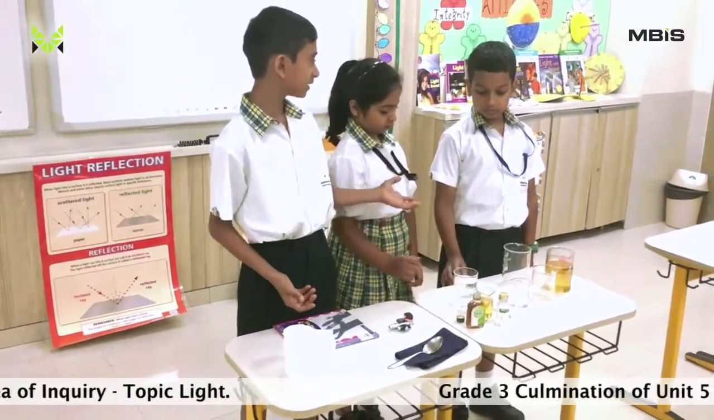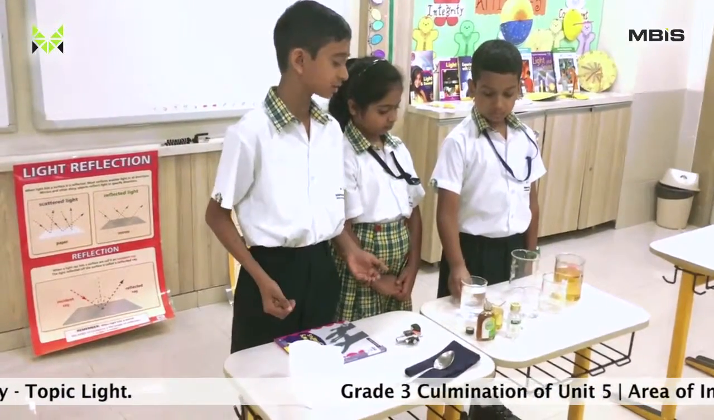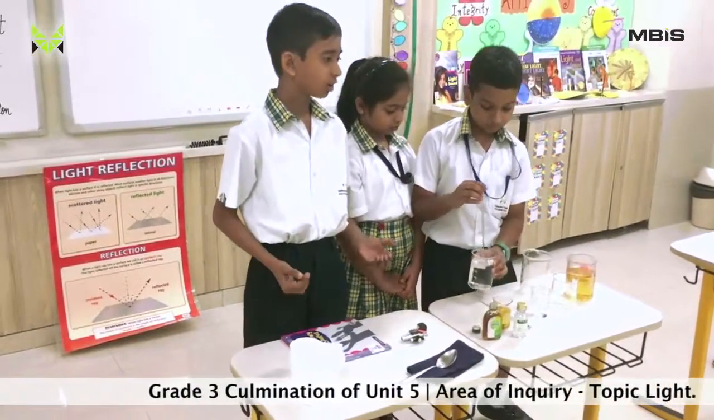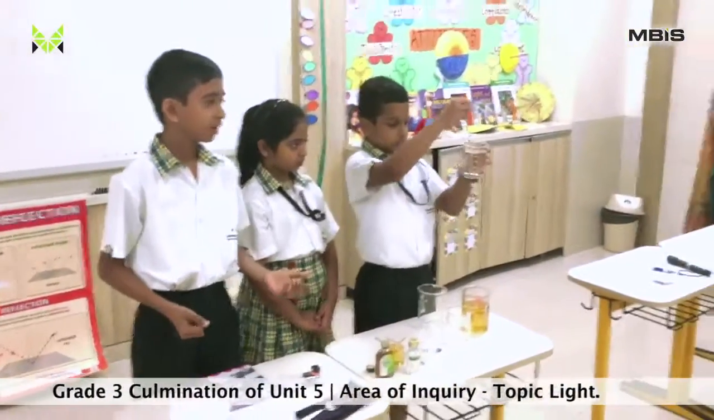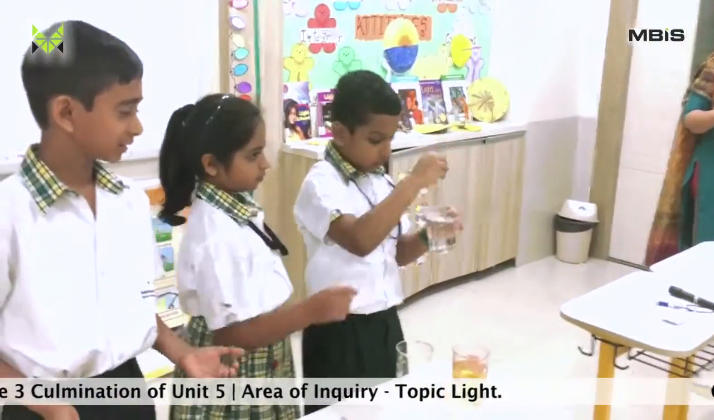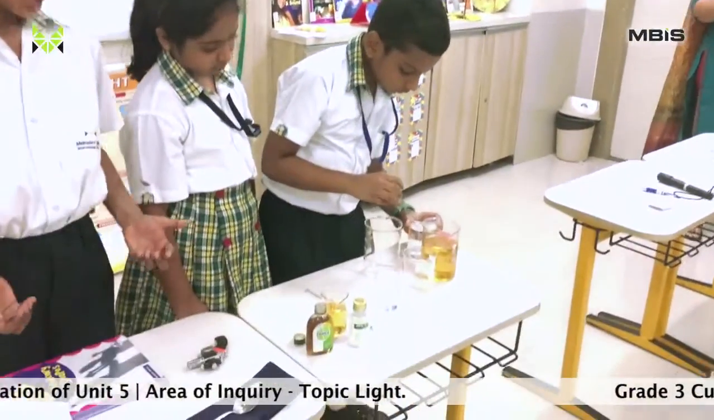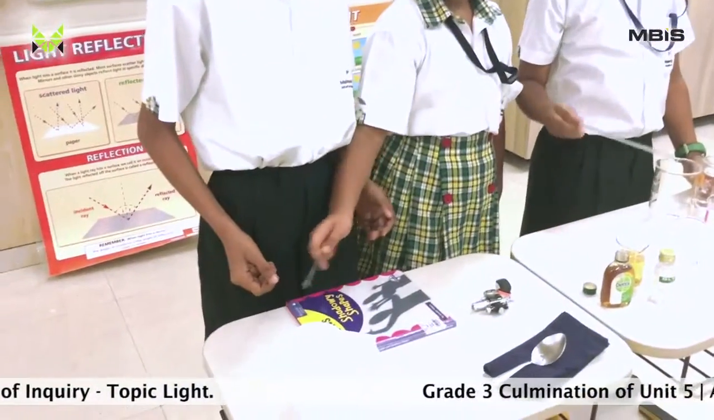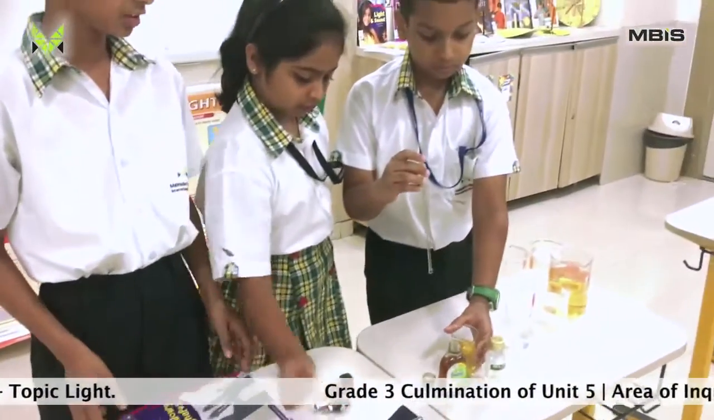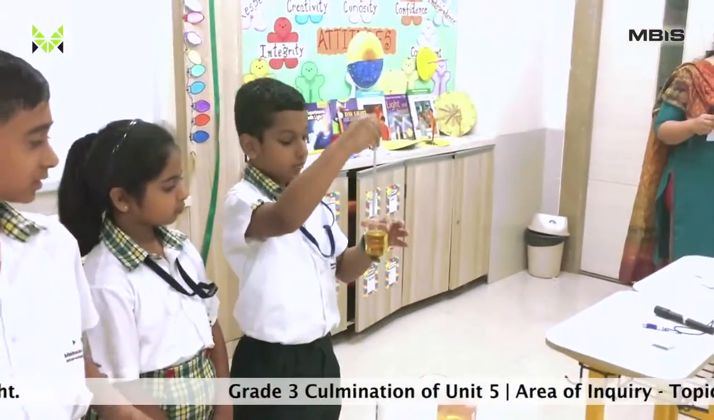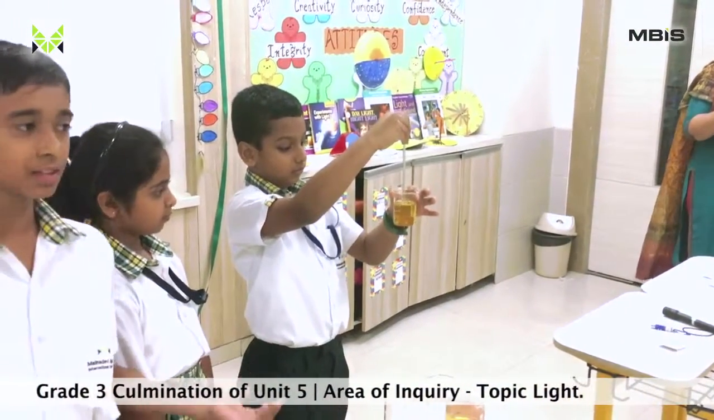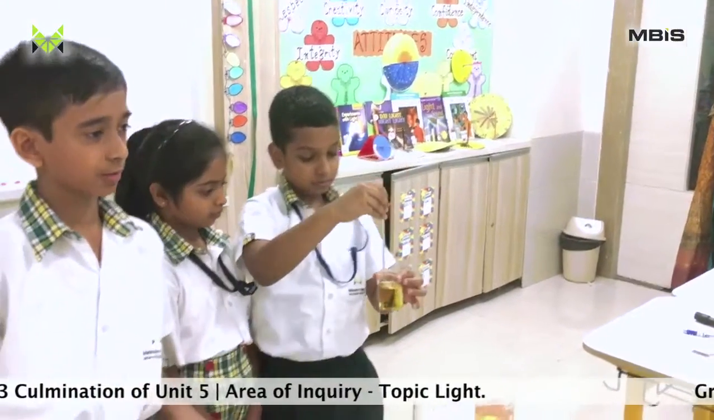Now my friend Shivansh is going to take a simple glass rod and put it into the glass of water. And we all can see it clearly. But now, if we take the second glass rod and put it into the other glass which contains oil, we can't see it. It vanishes. What is the reason for this?